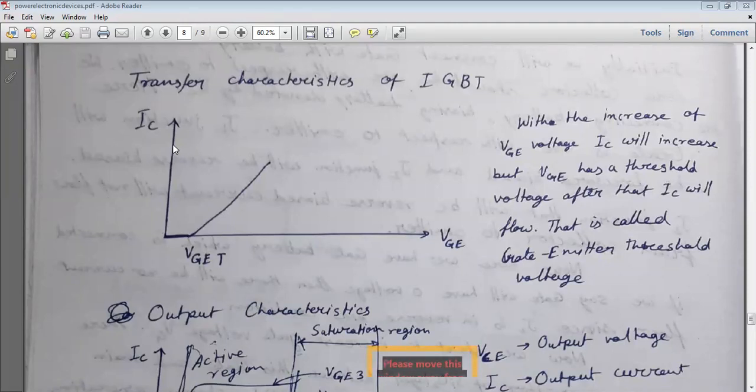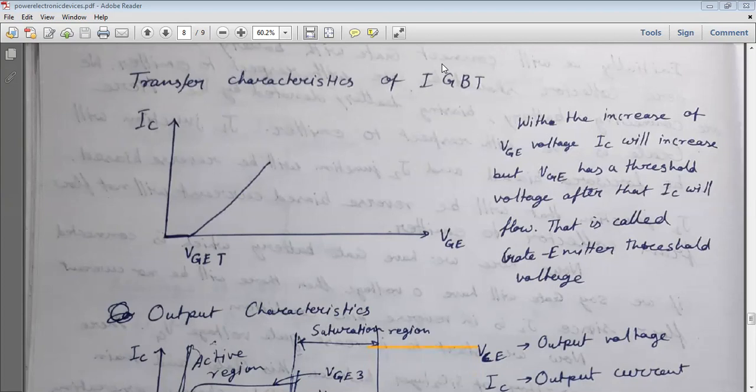With the gate voltage increment, the collector current will increase, but VGE has some threshold voltage which is known as VGT. After that voltage, it will continuously increase with the gate voltage. So the collector current, which was coming from collector to emitter, will increase with the amount of gate voltage increment.